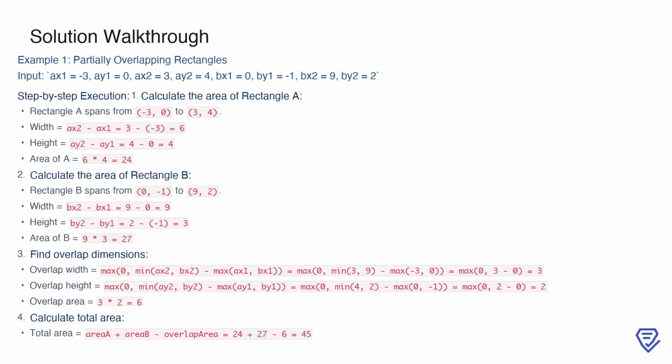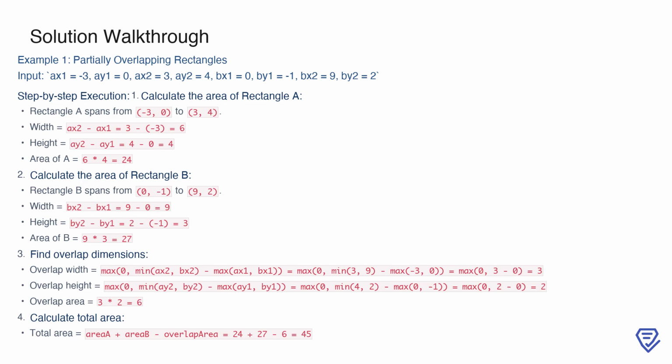To solve this problem, we start by calculating the area of each rectangle individually. For rectangle A, its bottom left corner is at (-3, 0), and the top right corner is at (3, 4). To find the width, we subtract the x-coordinates. 3 minus -3 gives us 6. Similarly, the height is the difference between the y-coordinates, 4 minus 0, which equals 4. Multiplying width and height, the area of rectangle A is 6 times 4, which equals 24.